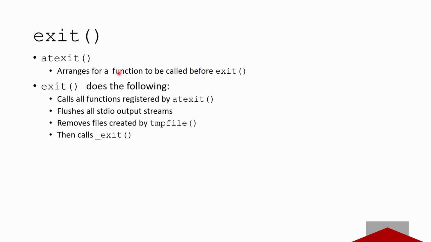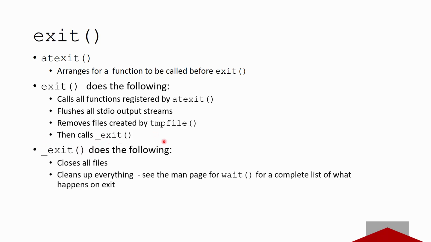Exit itself is going to do this whole list of things. First of all, it's going to call functions that were registered by atexit. It's going to flush any standard input-output streams that it has buffered and send those out to wherever their final destination is. Then it's going to remove any files that were created by the tmpfile function, which is just another way to create temp files on the drive. And then it's going to call _exit.